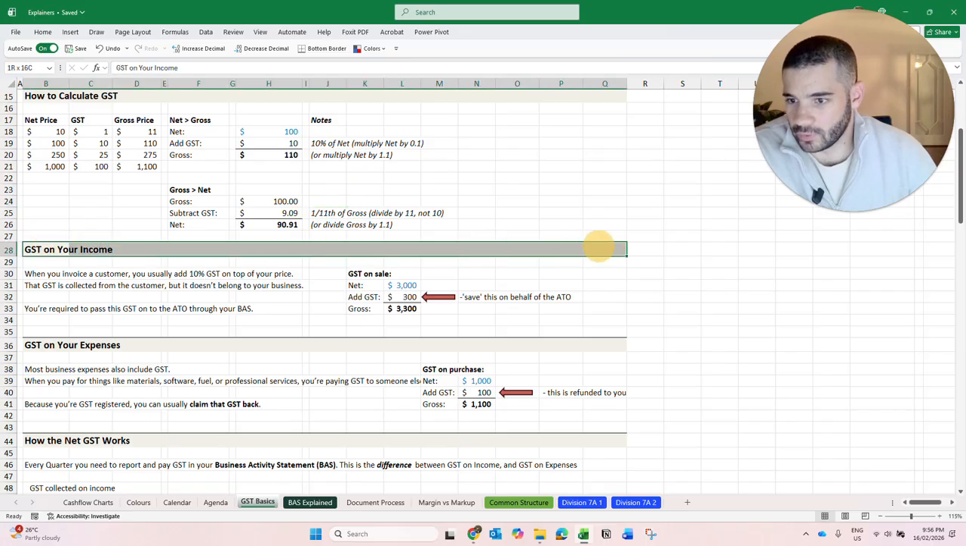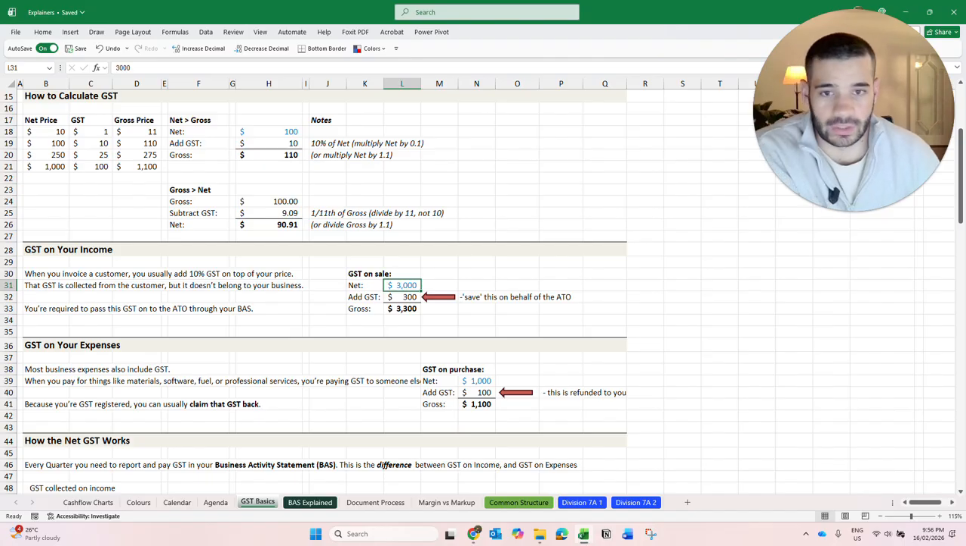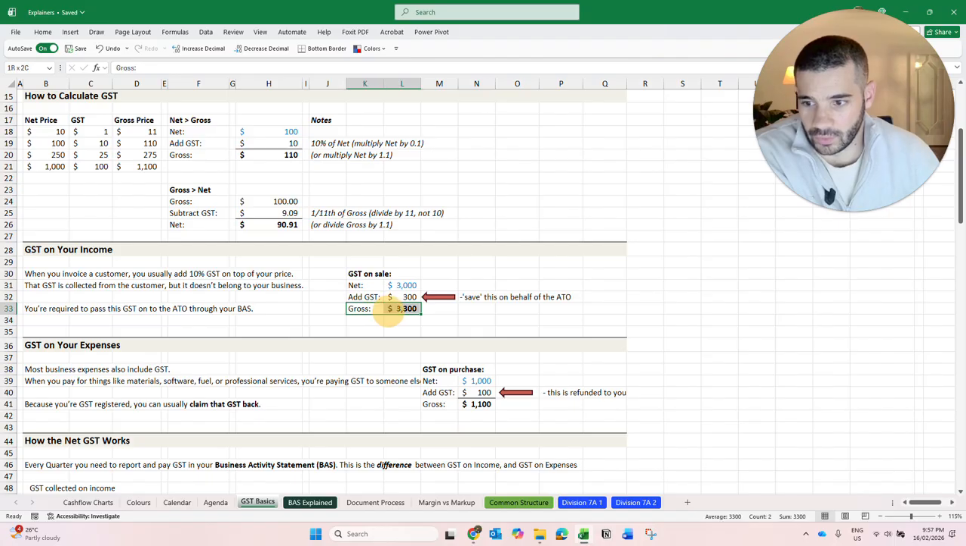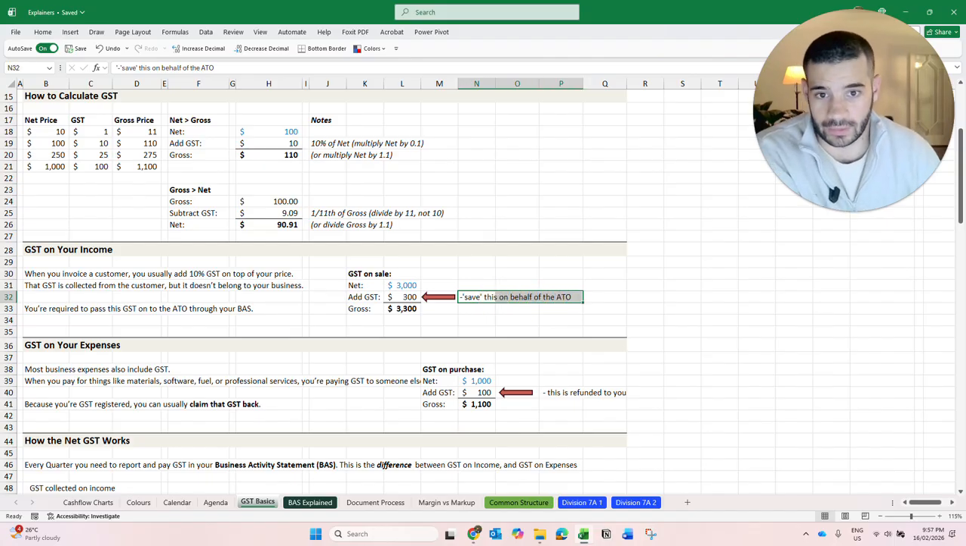Now, the first part of the equation is the GST on your income. Okay, now most people understand how this works pretty well, I think. So when you invoice a customer or you sell your product to your customer, you're normally going to add 10%. So you might be a subcontractor doing some work, and you know that your bill is $3,000. You add your GST, and you get to your $3,300 gross, which you then charge your client. Key thing to remember here is that $300, while it's in your bank account, it's not actually yours. You are just saving this on behalf of the tax office until you pay your BAS. Okay?